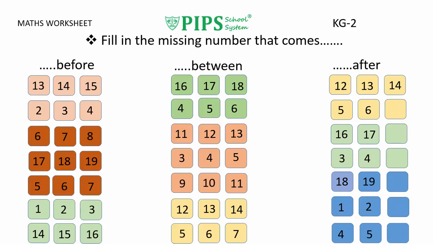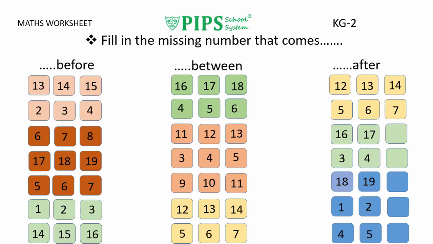Let us find the number which comes after 6. Start counting from 1. 1, 2, 3, 4, 5, 6, 7. 7 comes after 6. So we will write the number 7 in the empty box like this. Now students, read with me. 5, 6, 7.